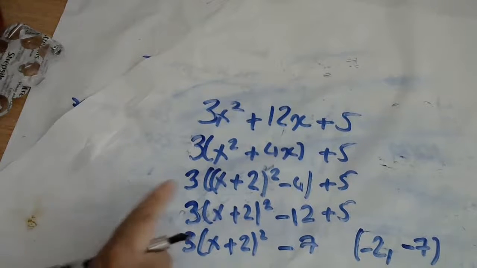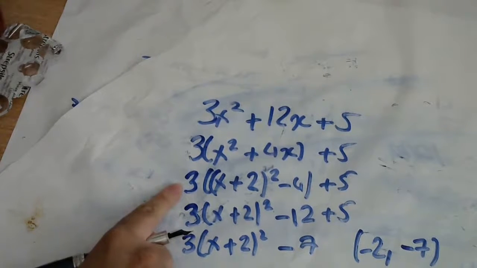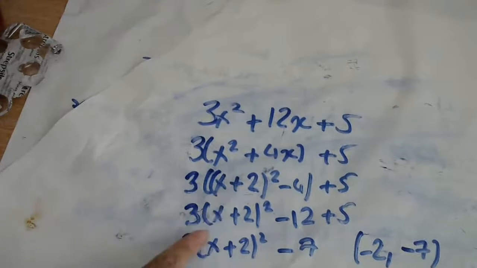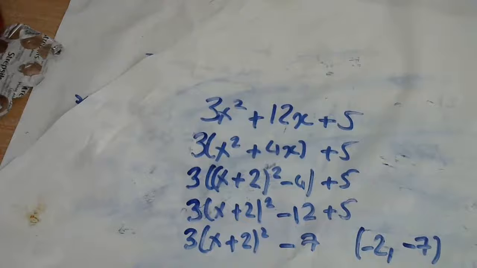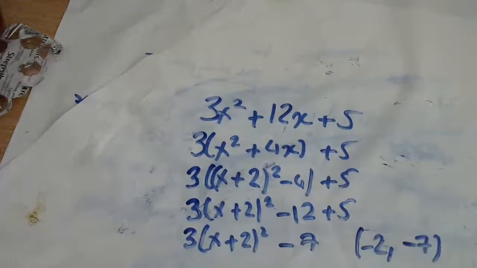So the last 2. From here, all I did was times the bracket by 3. So 3 times x plus 2 squared gives me 3x plus 2, all squared. 3 times 4 is 12. All I did was times 2 by 3. And then for the last one, I just did minus 12 plus 5 is minus 7. So that's the logic of it, yeah?